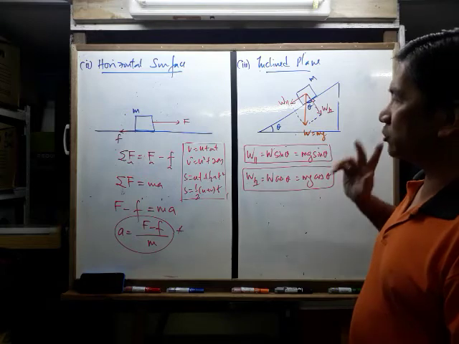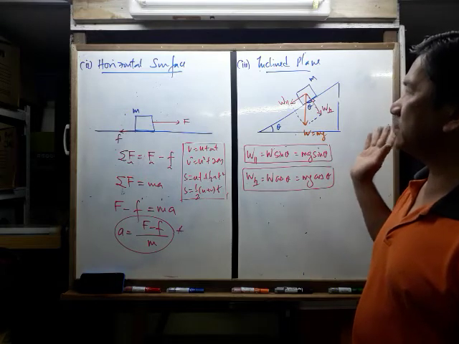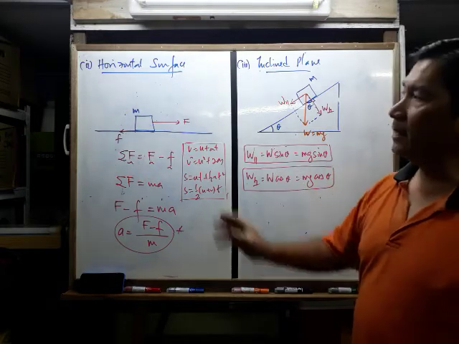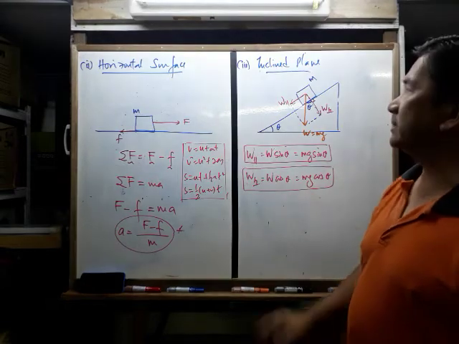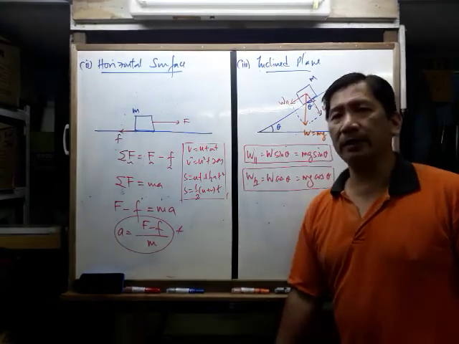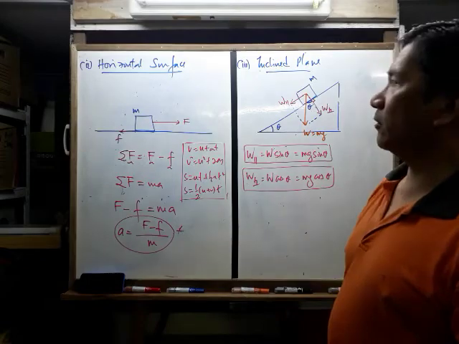The first one just now is a free body diagram, the second one is the horizontal surface, and the third one is the inclined plane. So that's it for this chapter number 4.